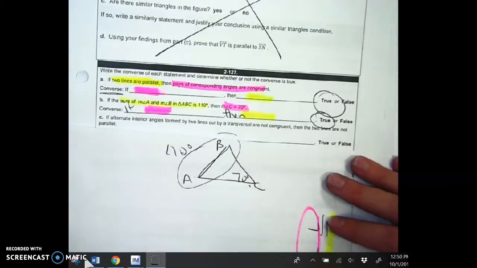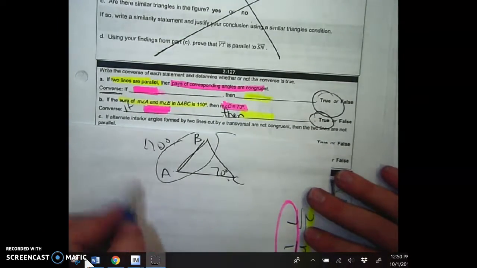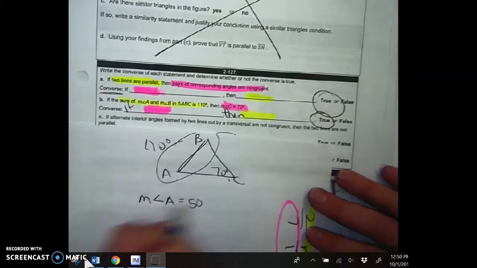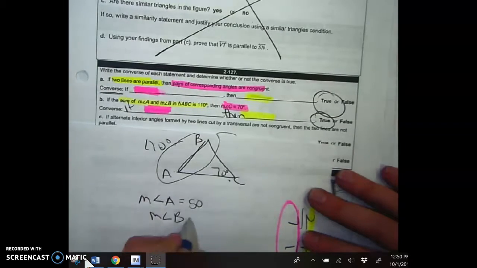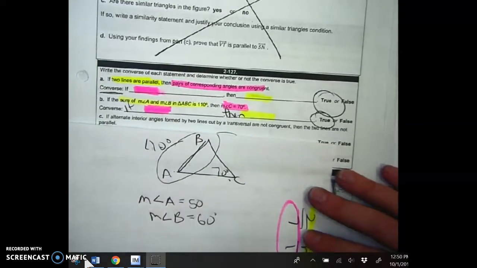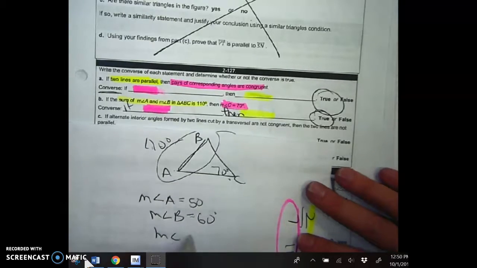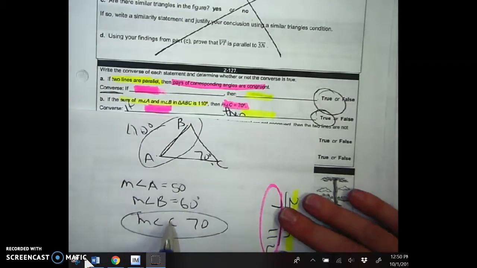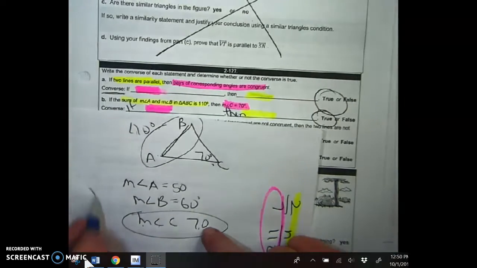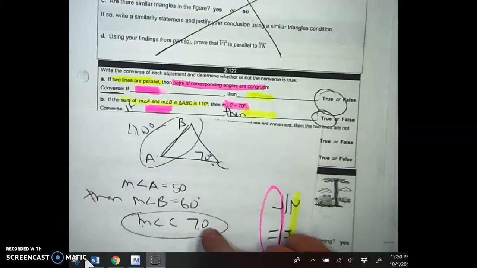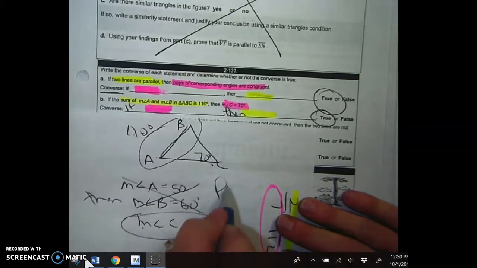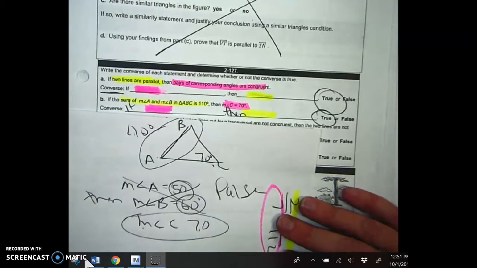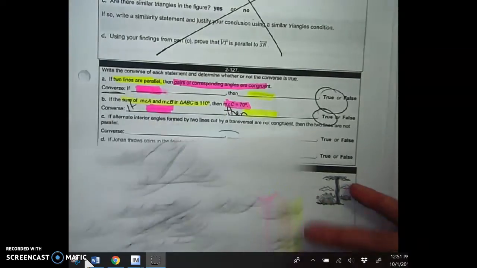So that's also true. I want to tell you, though, if it said the measure of angle A equals 50 and the measure of angle B equals 60, that still equals 110. And the measure of angle C is 70. So if I was doing the converse and I said if the measure of angle C is 70, then the measure of angle B would be 50 and 60, that would be false because we don't know how many degrees angle A and angle B are. That'll be clarified better when you do the team test.